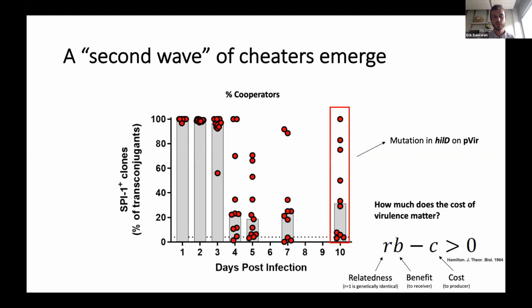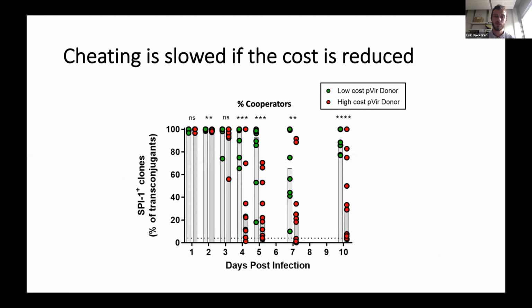And when you do this and you again perform the same experiment, you start to see that cheating is much slower. If you look at the last day of the experiment, day 10 here, you see that you have much more cooperative clones when you use a low-cost plasmid compared to a high-cost plasmid.